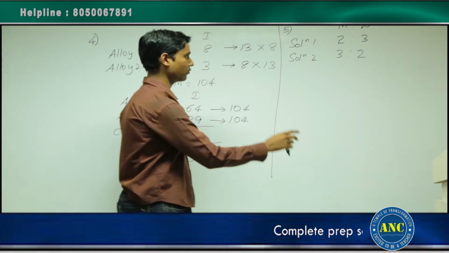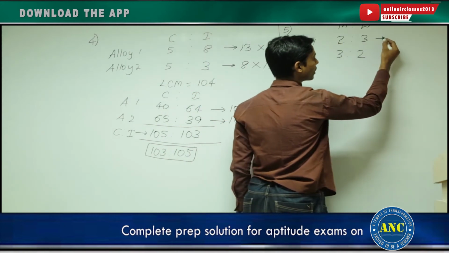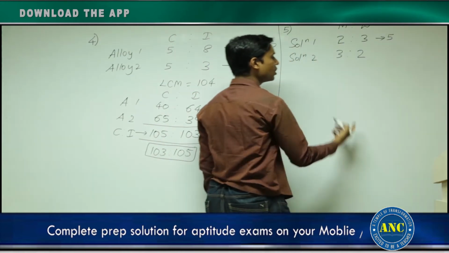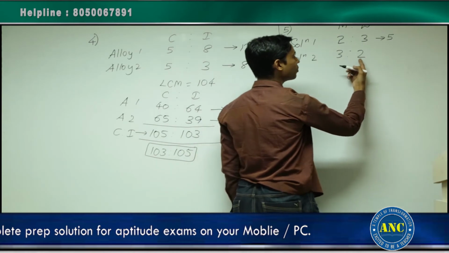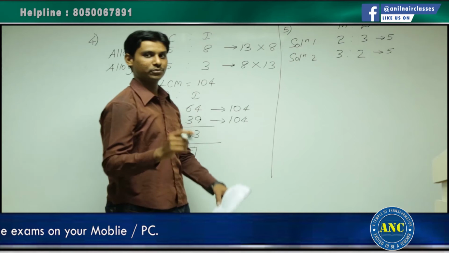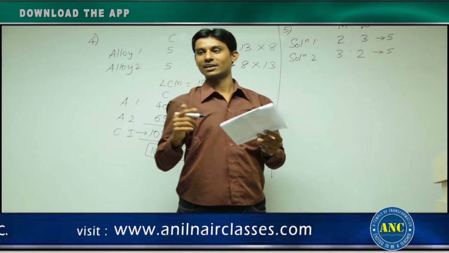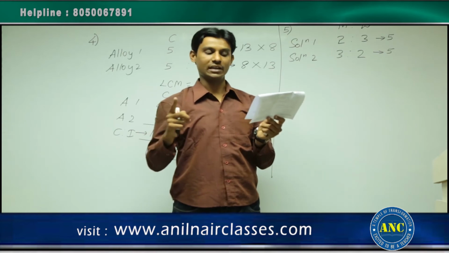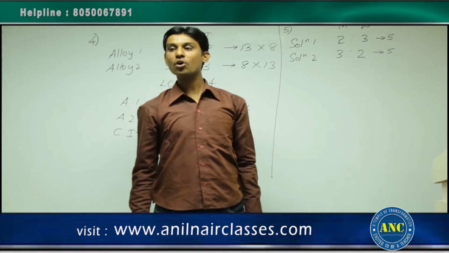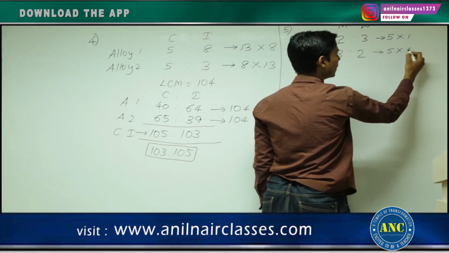Now if you observe carefully, solution 1 contains 2 liters of milk, 3 liters of water. Total it is 5 liters. Solution 2 contains 3 liters of milk, 2 liters of water. Total it is 5 liters. They both are in equal quantities, but the question says they should be mixed in the ratio 1:4. That means multiply this by 1, multiply this by 4.